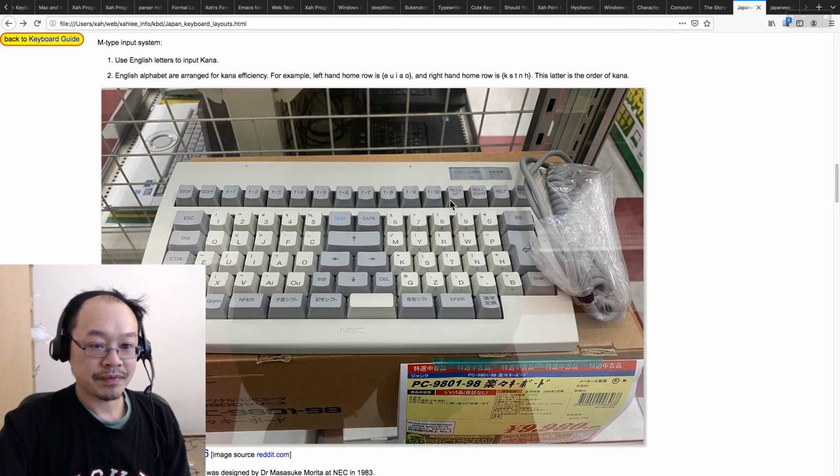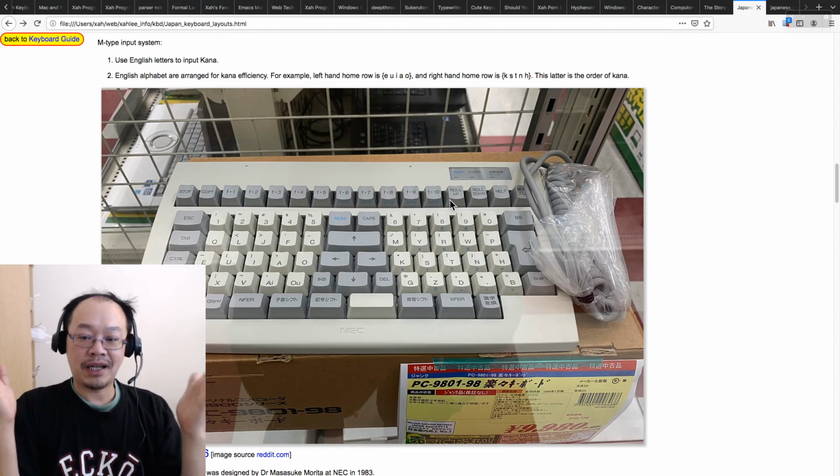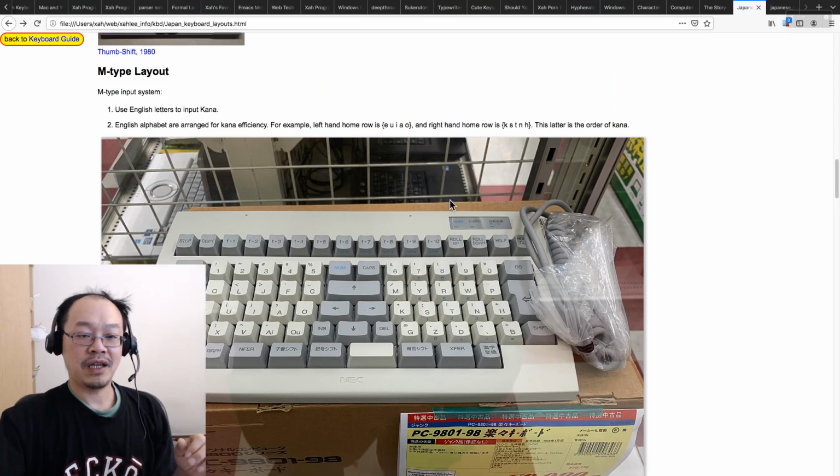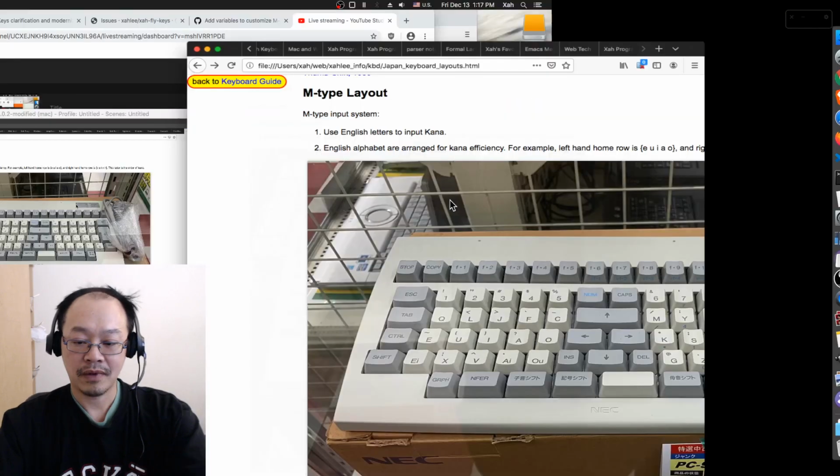Yeah, that's about it for this system. This is called the M-type system.